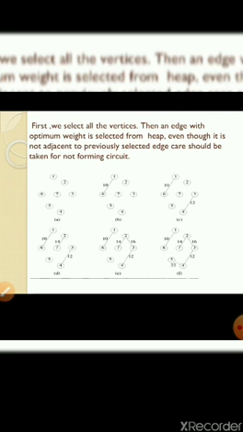First, we select all the vertices, then an edge with optimum weight is selected from the heap. Even though it is not adjacent to the previously selected edge, care should be taken not to form a circuit. Remove the connections to the graph as displayed in A.